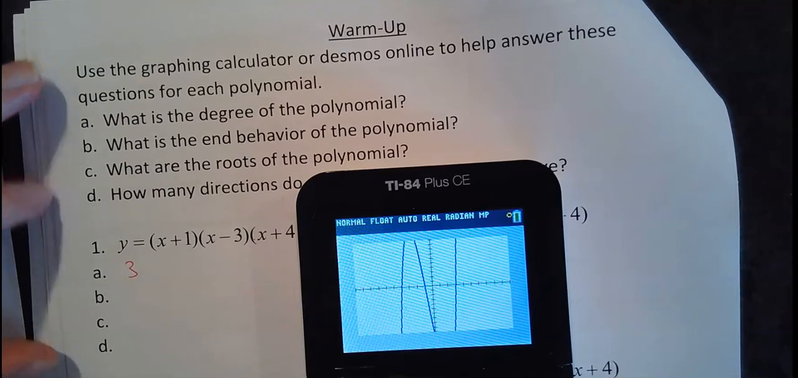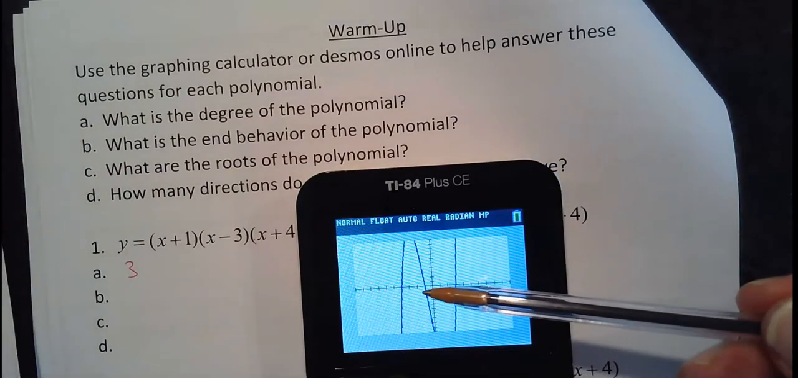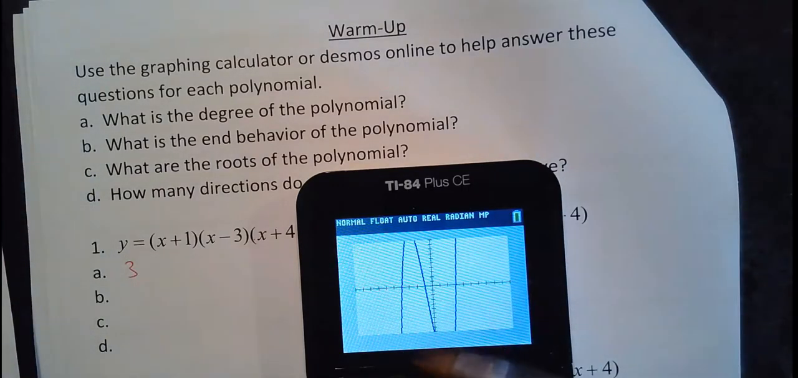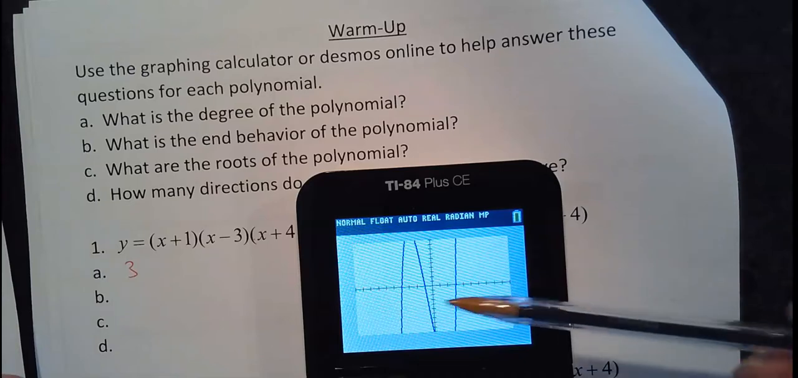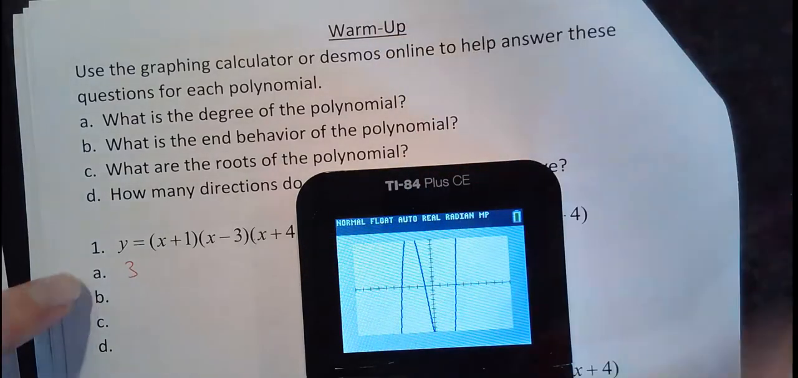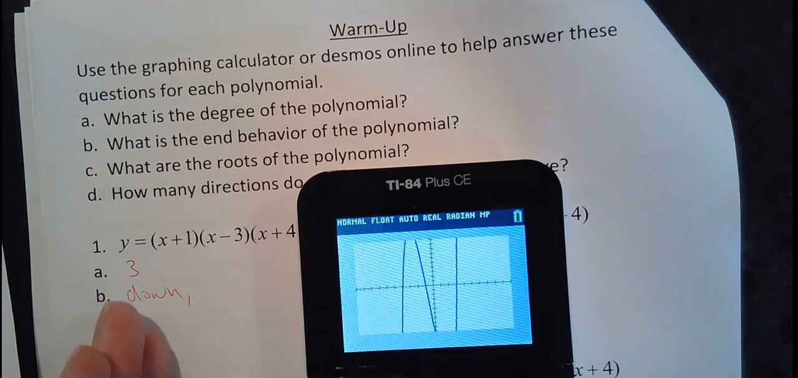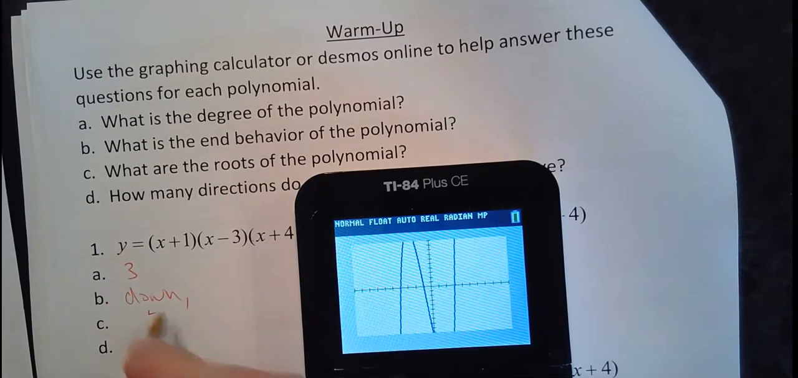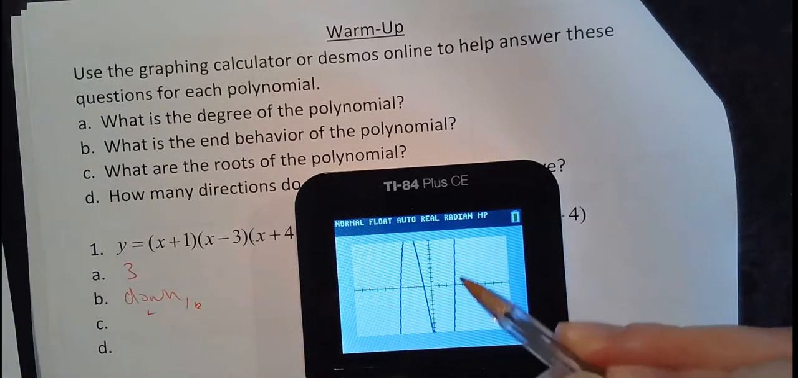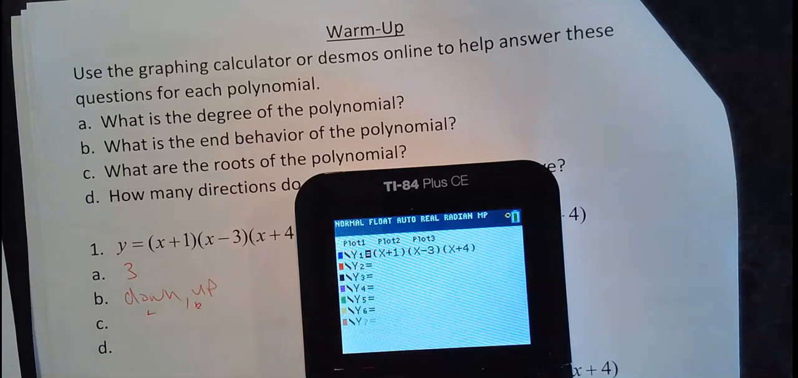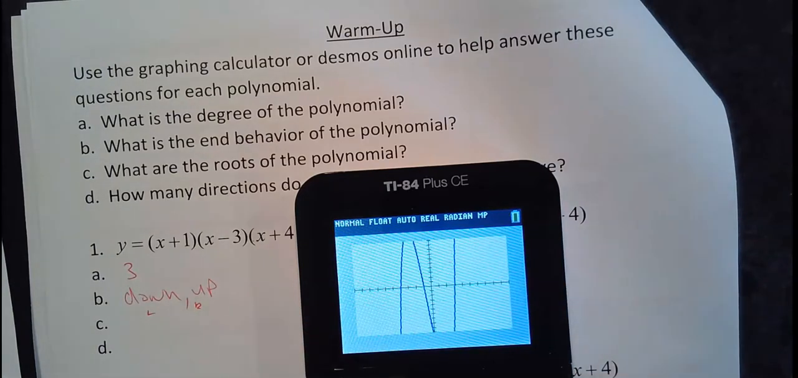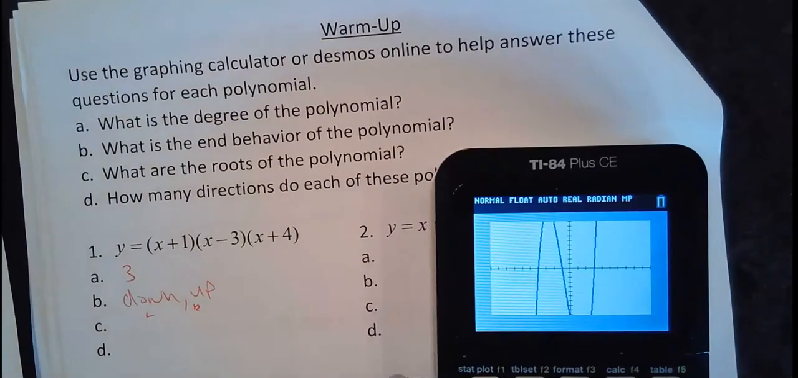Well, the end behavior means what's going on at the ends. So if I went to the end of the graph to the right and to the left, what's going on? Well, if I'm going to the left, this graph is going down. So I'll just put down for now. We'll just describe it like this. So put how it's going to the left and how it's going to the right. So left, right. Now going to the right, it's going up. So it's a down-up situation.